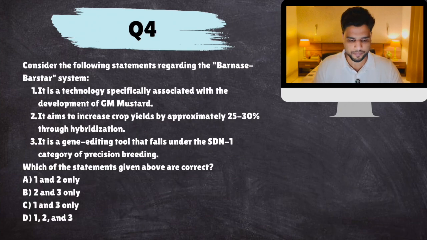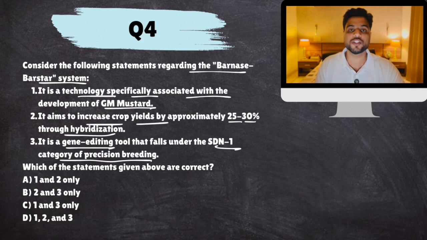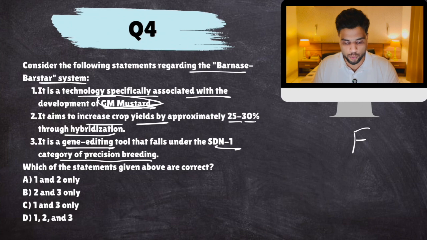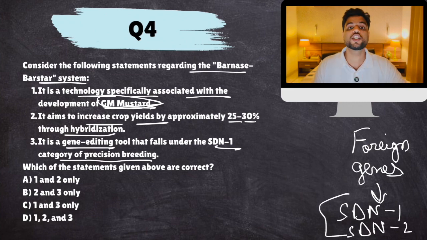Okay, next. Consider the following statements regarding Barnase-Barstar system. It is a technology specifically associated with development of GM mustard. It aims to increase crop yields by approximately 25 to 30% through hybridization. It is a gene editing tool that falls under SDN1 category for precision breeding. Now remember, GM mustard is GM, which means it requires foreign genes. It uses foreign genes, and if it uses foreign genes, it cannot be either SDN1 or SDN2, because SDN1 and SDN2 are GE, not foreign genes. So this is absolutely false.